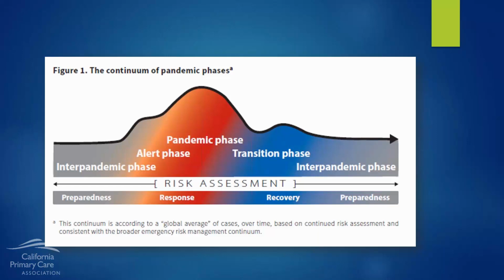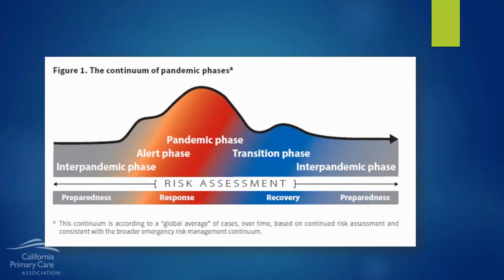This is according to the World Health Organization's Continuum of Pandemic Phases. They have 5 main phases: interpandemic, alert, pandemic, transition, and interpandemic. And a lot of times when we're writing a pandemic or an emerging infectious disease response, we like to organize our response according to these phases because it gives us a helpful timeline to mark our response efforts against. Throughout the whole process, you have risk assessment. That's an ongoing phase. We're going to talk about that in a bit. And it also matches with the preparedness, response, recovery, and preparedness cycle as well, pretty much.